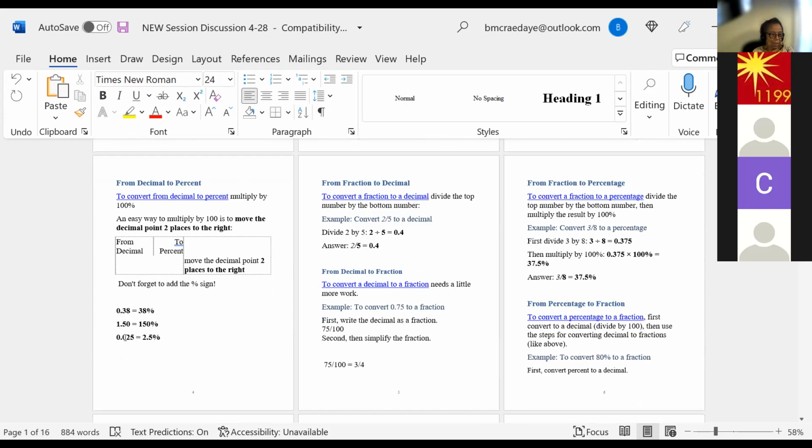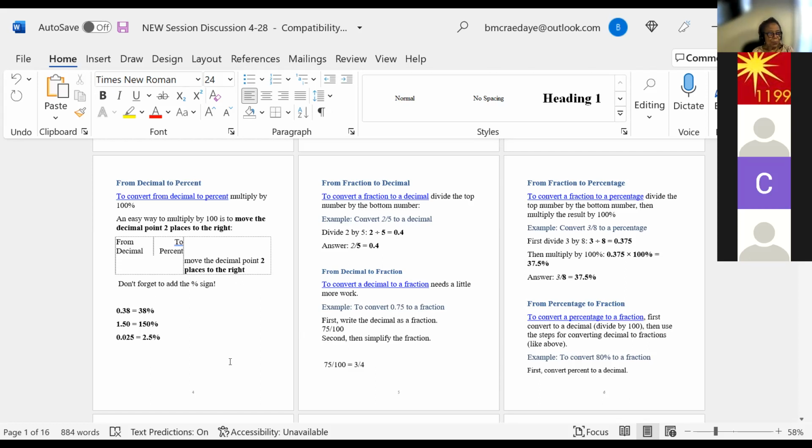1.50, 2 places to the right, becomes 150, add the percent sign. 0.025, you move 2 places between the 2 and the 5, that becomes 2.5%. Any questions on that? So decimal to percent, multiply by 100. Percent to decimal, divide by 100. Dividing by 100 is shifting to the left. Multiplying by 100 is shifting the decimal point to the right. Got it?